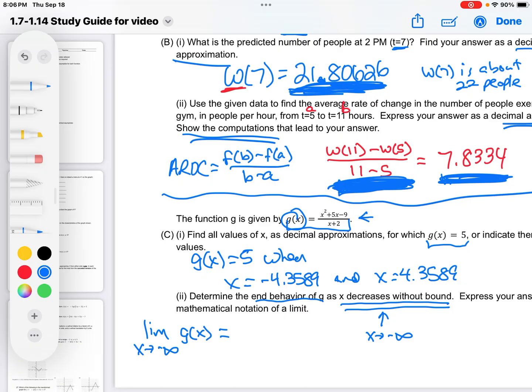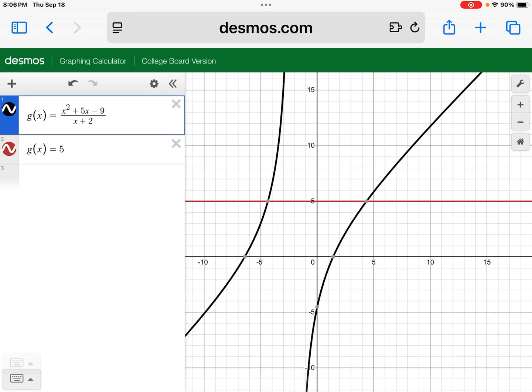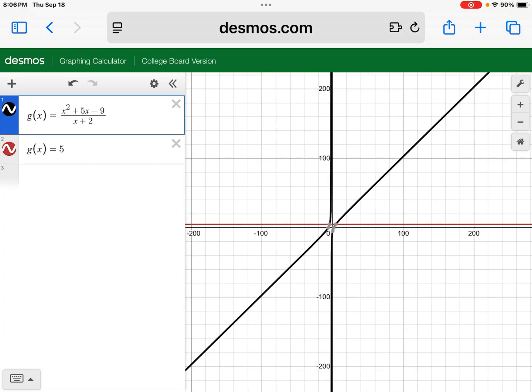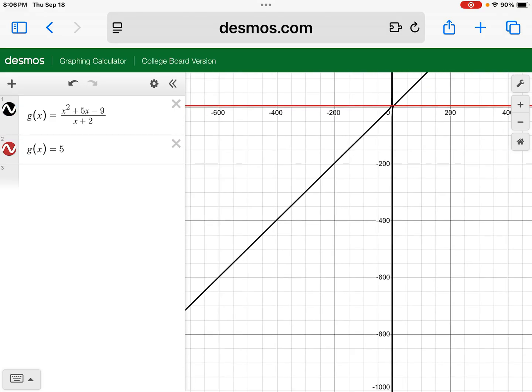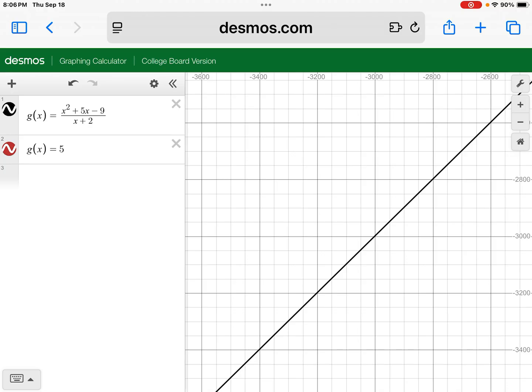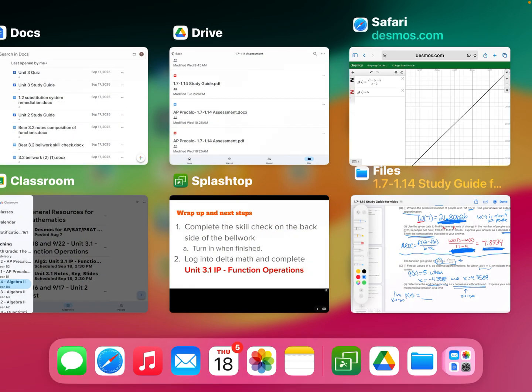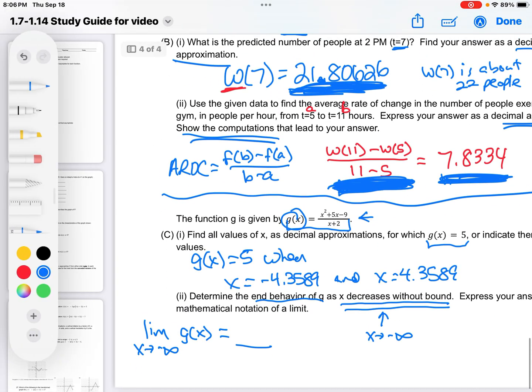And then to fill this last part in, we are going to look back at our graph and see where the graph is going on the left side of the graph. So let's go back to our Desmos. As I can see looking at this graph, the further to the left I go, this graph just keeps on decreasing downward forever and ever with no end in sight. So we would finish that off by saying that the limit is negative infinity.